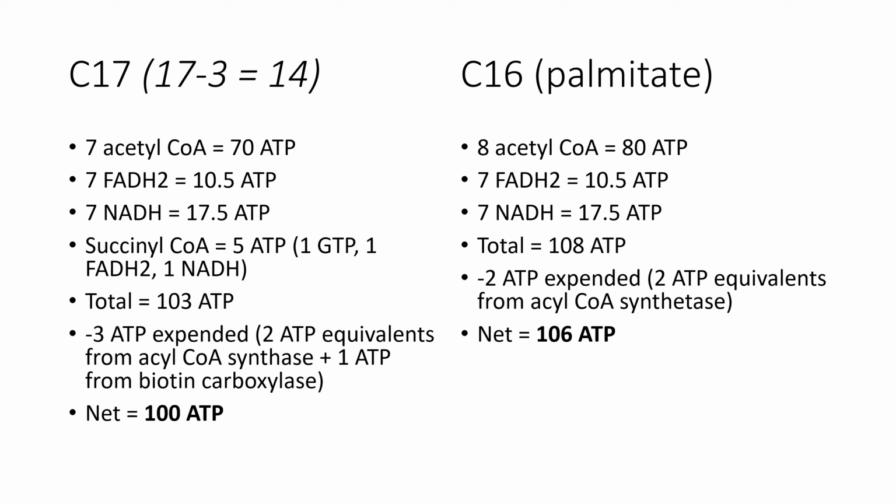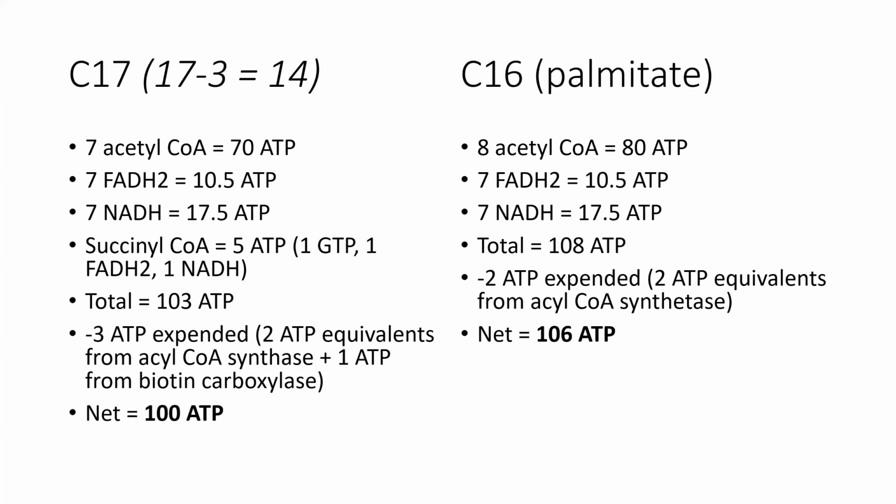And so if we look at this in more detail, for C17, you have 7 cycles of cleaving off acetyl-CoA to end up with propionyl-CoA, which is the 3-carbon molecule. So for 7 cycles, you generate 7 FADH2, which gives you 10.5 ATP, and 7 NADH, which gives you 17.5 ATP. And finally, the propionyl-CoA is converted to succinyl-CoA.